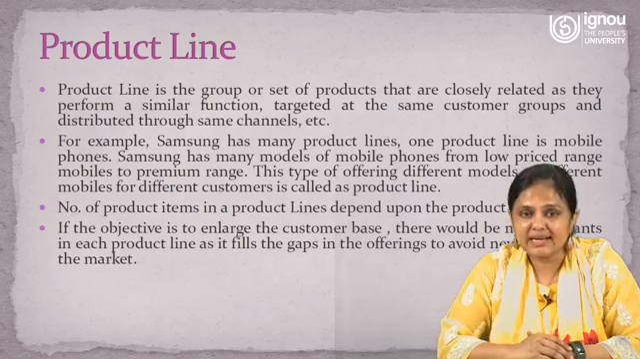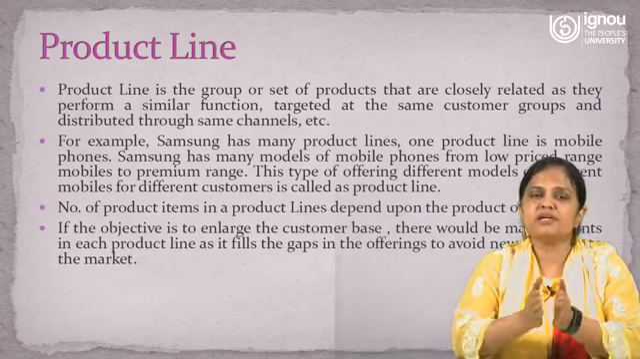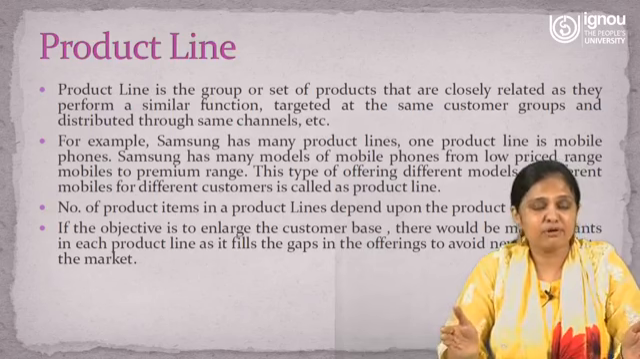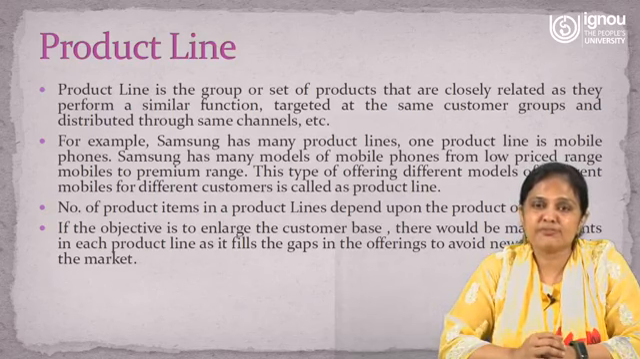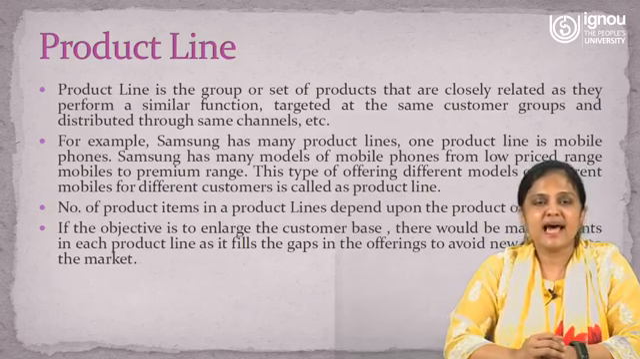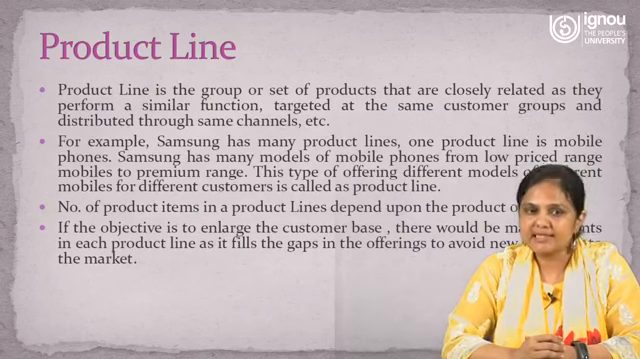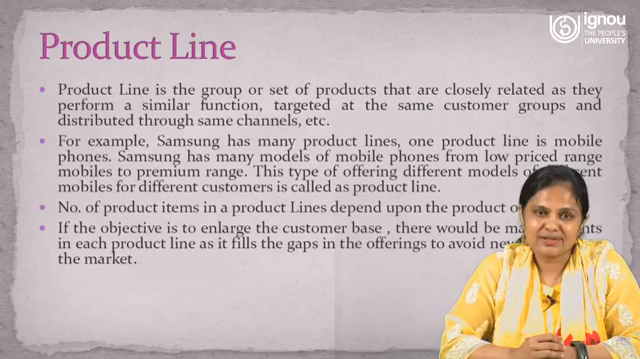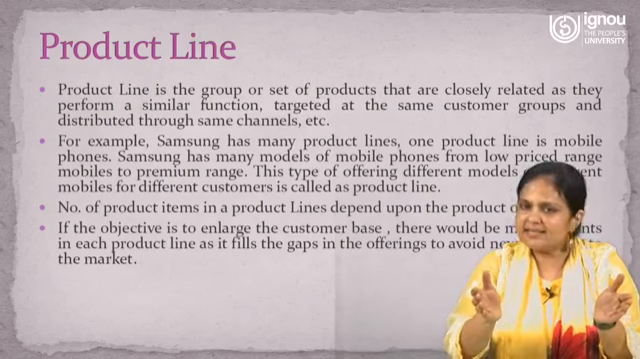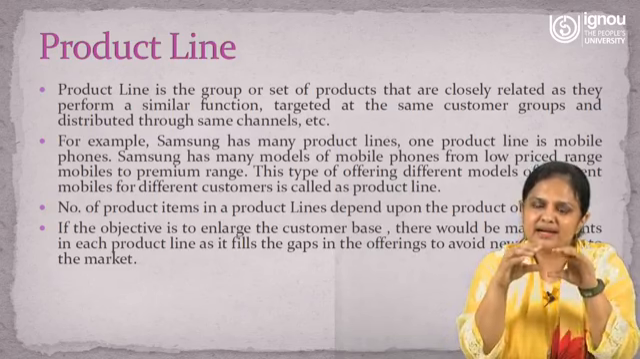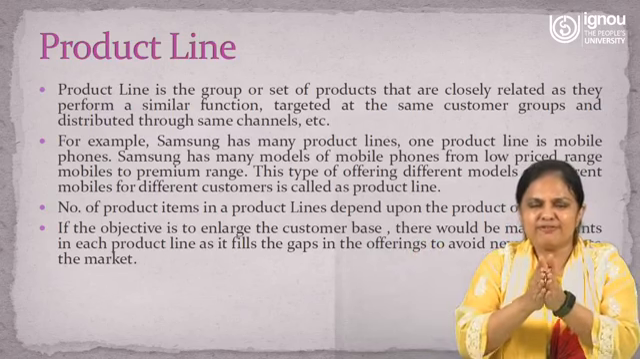Now, let us see product line. As we said, product mix is a group of all the product lines which a company is offering, so it becomes very important to understand what a product line is. A product line is a group or set of products that are closely related as they perform a similar function, are targeted at the same customer groups and distributed through the same channels, etc. That means it is a group of closely related products, or the same product having different variants. So, they form a product line.